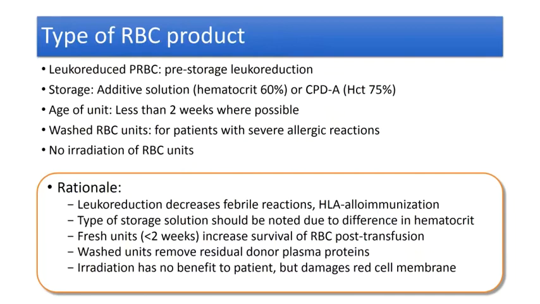They are not recommended for one-off transfusions in hospitalized patients, but for patients on chronic transfusions, we believe that selecting younger units is beneficial. Washed units are required to remove residual donor plasma proteins that can cause severe allergic or anaphylactic reactions. And finally, irradiation is not recommended because it does not benefit the patient with thalassemia, but it does damage the red cell membrane.